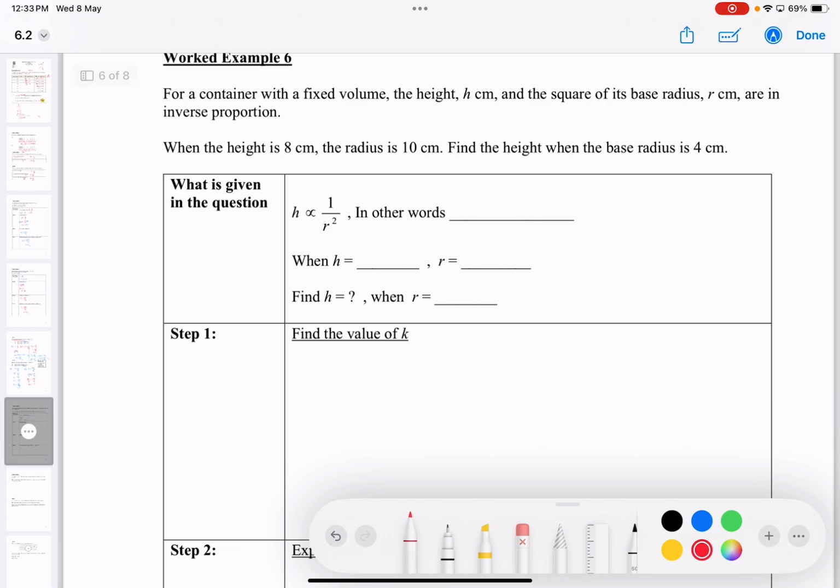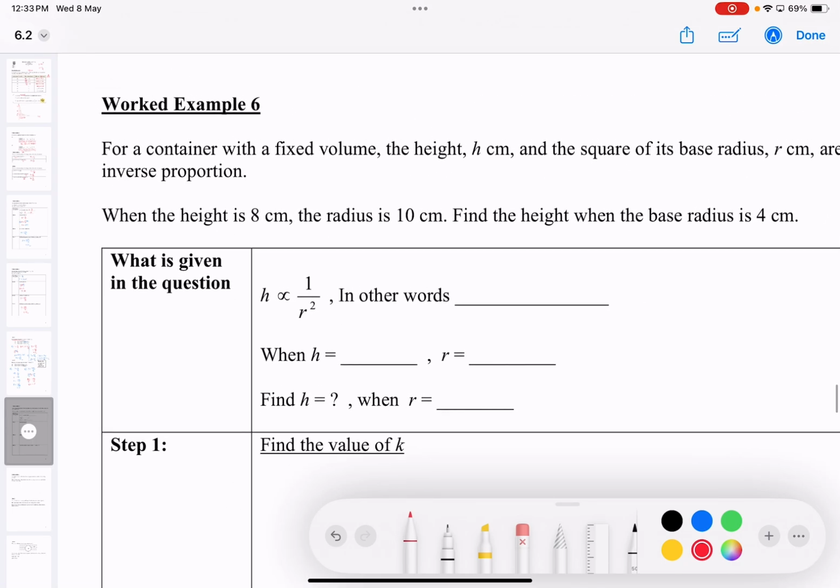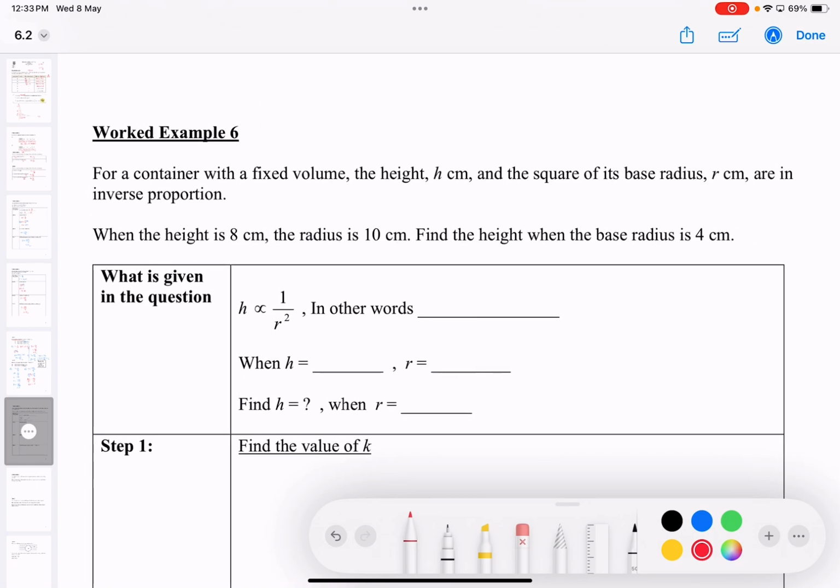Can you look at the work example number 6? I'm going to do the first part with you, and then you're going to do this whole question by yourself, and then we end off today. Okay? Come, let us look at this question.